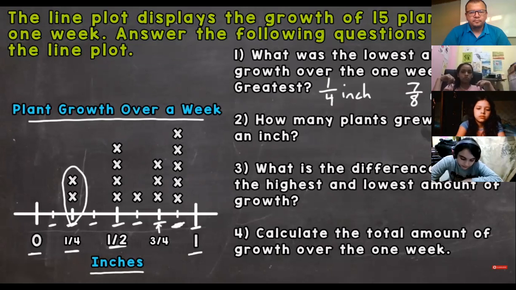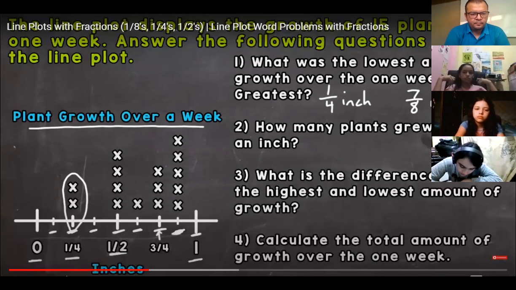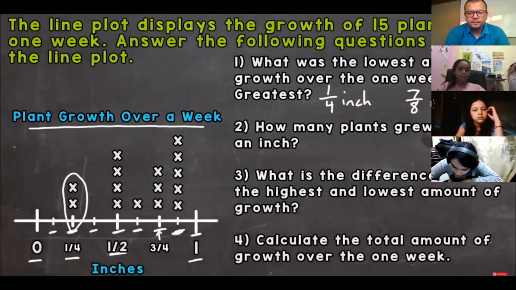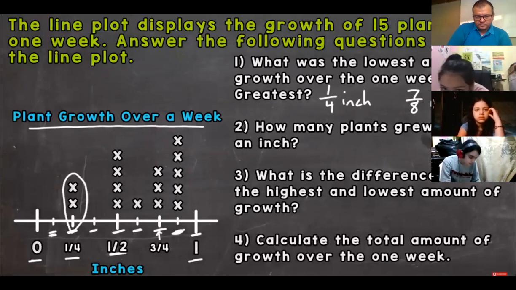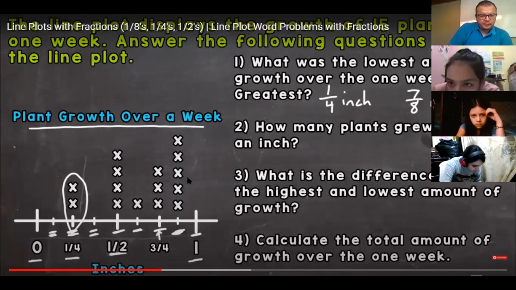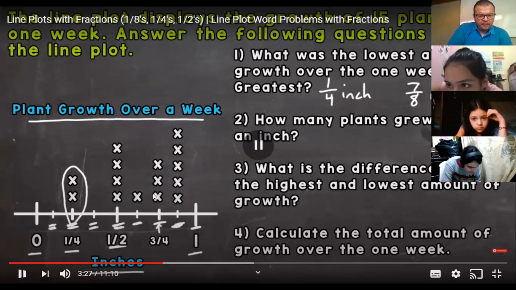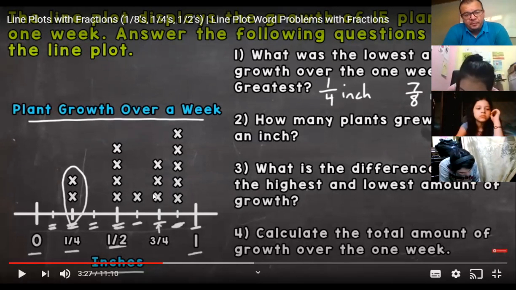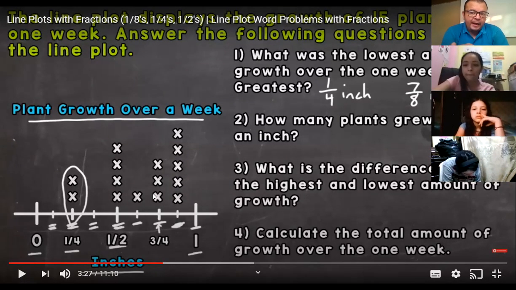Number 2, how many plants grew 5/8 of an inch? Well, again, the 8ths aren't marked on that line plot, so we need to figure it out. And I'll go through this again. So here's 1/8, 2/8, 3/8, 4/8.